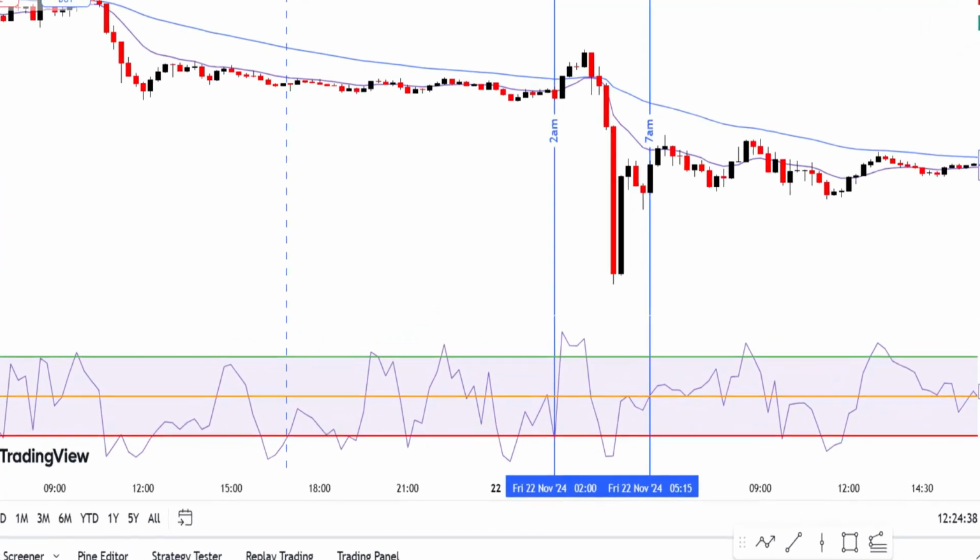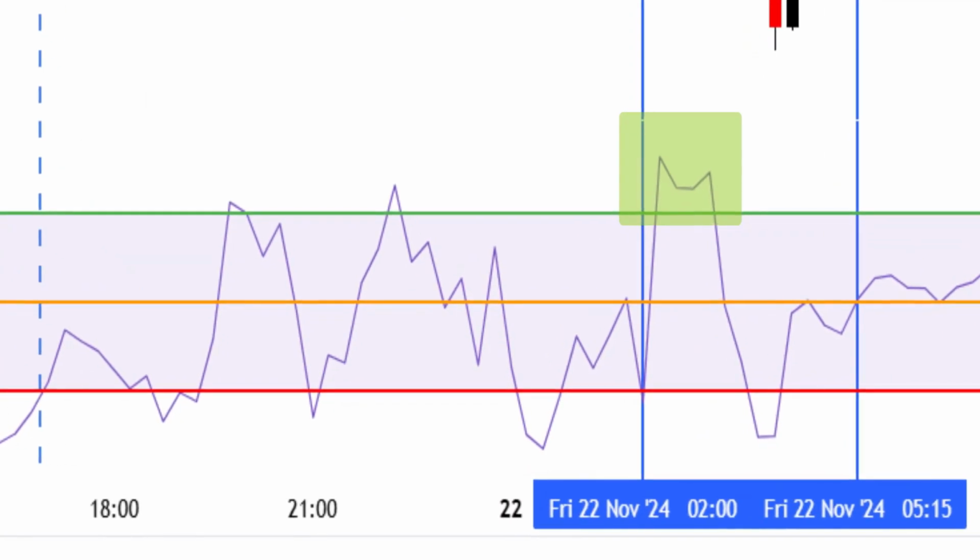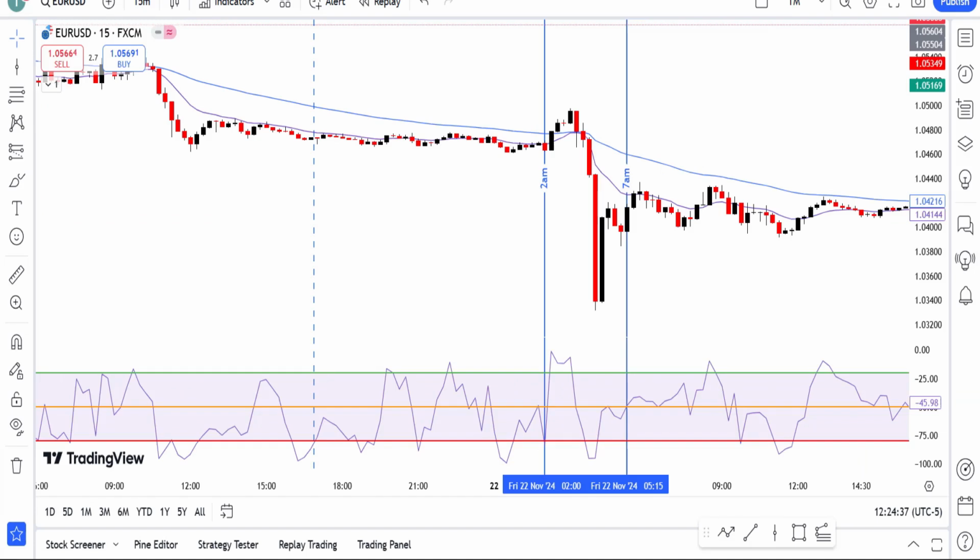Step 2. Williams %R indicator overbought. At 3 a.m., price pulls back and tests the 50 EMA and the Williams %R indicator overbought. This is an important step because it confirms that the pullback is valid and aligns with the trend. Without this touch and rejection, we wouldn't have the confidence to proceed with a sell setup. Think of the 50 EMA as a dynamic resistance level in this case. It helps us identify areas where sellers are likely to regain control.